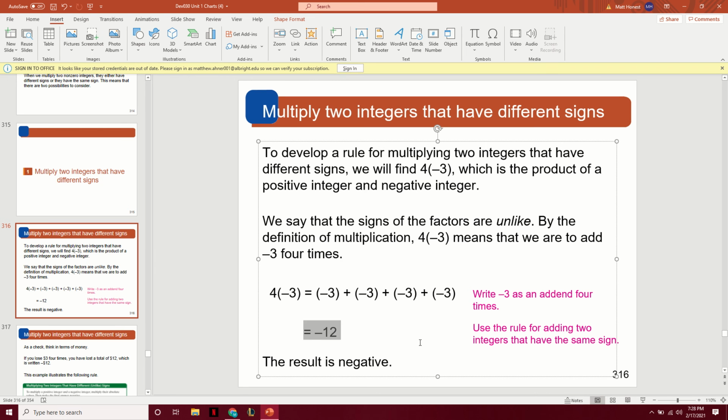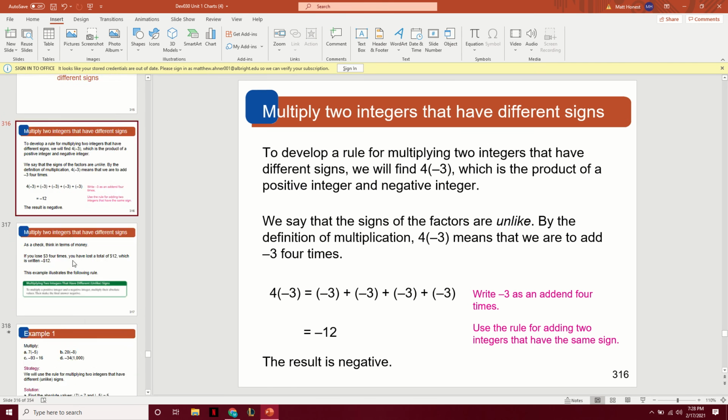It does not matter what the signs are. It does not matter which one is positive and which one is negative. All that matters is if they do not match, your answer will be negative. So for something like 4 times negative 3, 4 is positive, negative 3 is negative. Because they do not match, when we multiply them together, our answer will be negative.